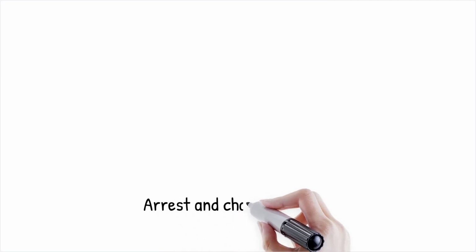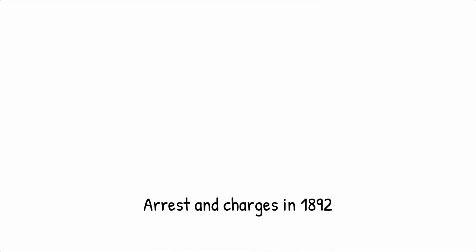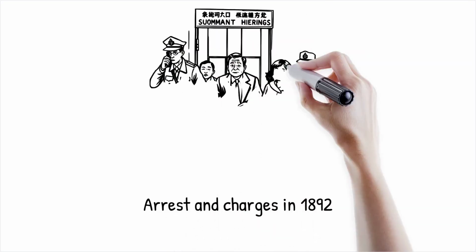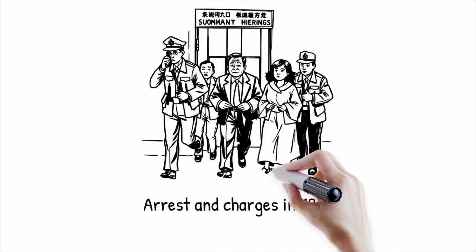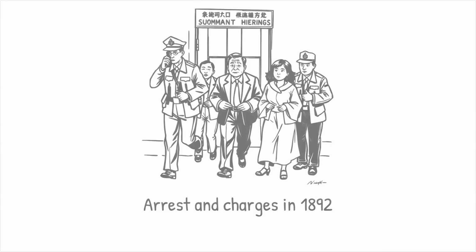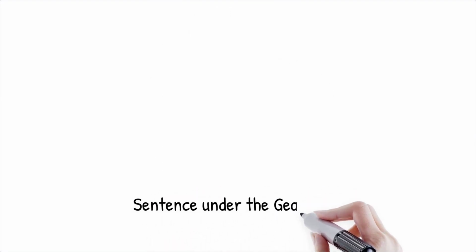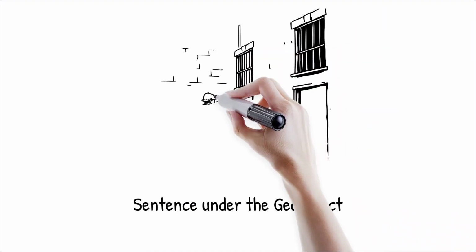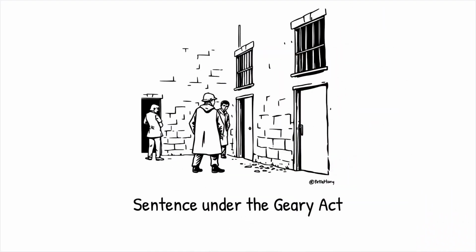In 1892, Wing and three other Chinese immigrants were arrested and charged with being unlawfully in the U.S. A U.S. commissioner determined their undocumented status after a summary hearing without a jury trial. Under Section 4 of the Geary Act, they were sentenced to 60 days of imprisonment at hard labor in a Detroit house of correction, followed by deportation to China.